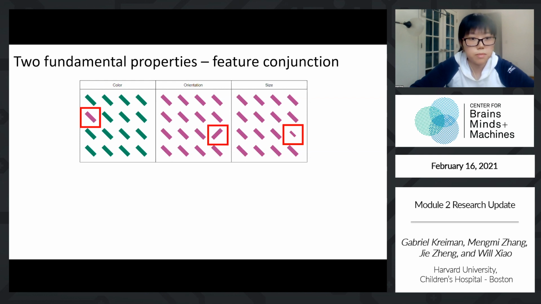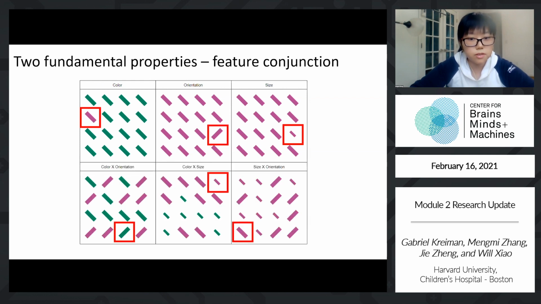In the first row, what I'm showing are the conditions where the distractor and the target differ in only one aspect. It could be either in color, orientation, or size. In the second row, the distractor and the target differ in more than one aspect. So this is the feature conjunction search condition. And scientists have already found that we as humans are worse at searching in the feature conjunction conditions compared with the simpler conditions, where the target and distractor only differ in one aspect.